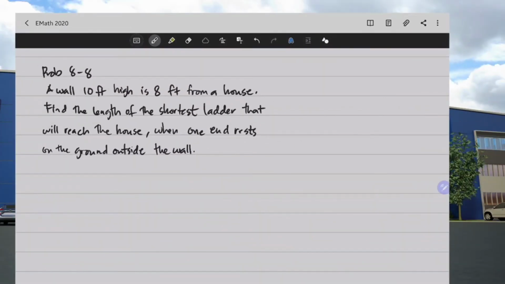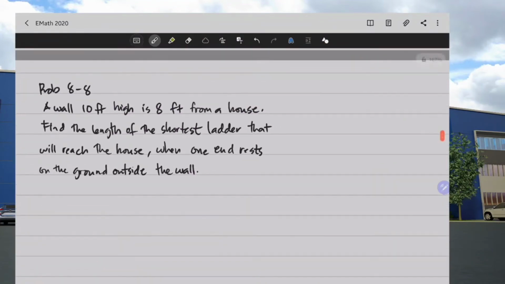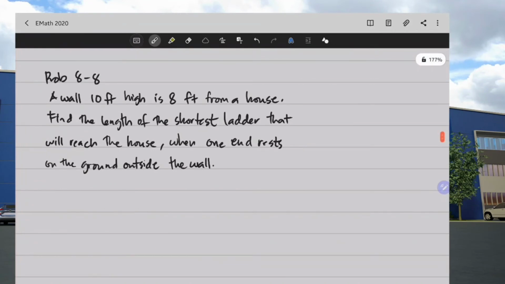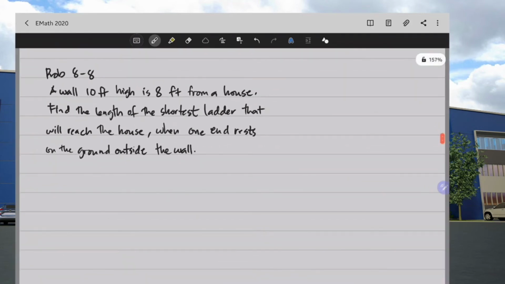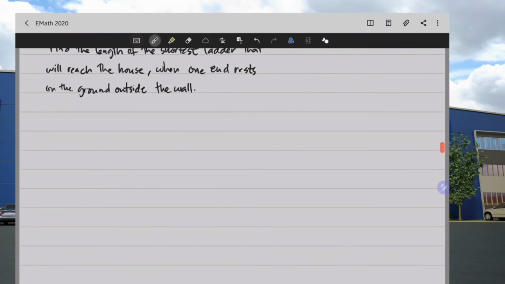Okay, for our problem 8-8, this is an optimization problem, pero applyan natin ng trigonometric functions. So, a wall 10 feet high is 8 feet from a house. Find the length of the shortest ladder that will reach the house when one end rests on the ground outside the wall. So, ito yung situation natin. We have a wall 10 feet high.